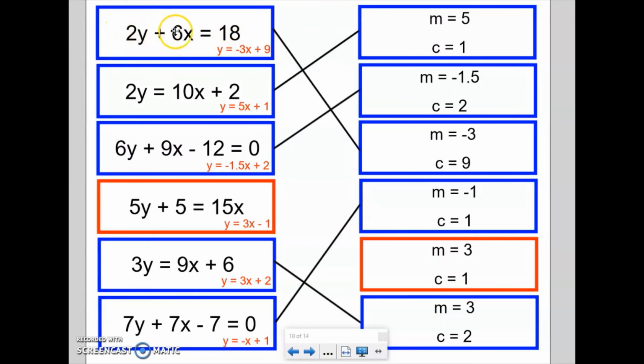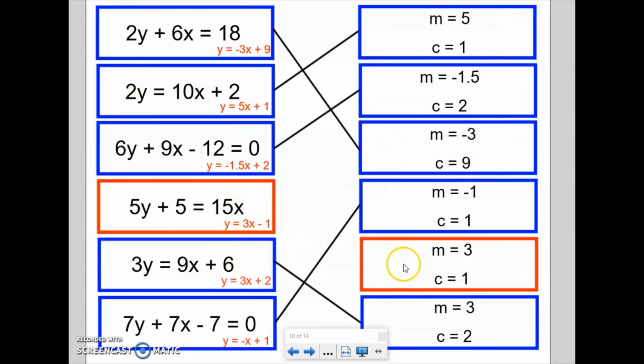So I'm going to divide by 2, and then I'm going to take the plus 3x and subtract it from both sides. So I'm left with y equals minus 3x plus 9. That will match up with a gradient of -3 and a y-intercept of 9.